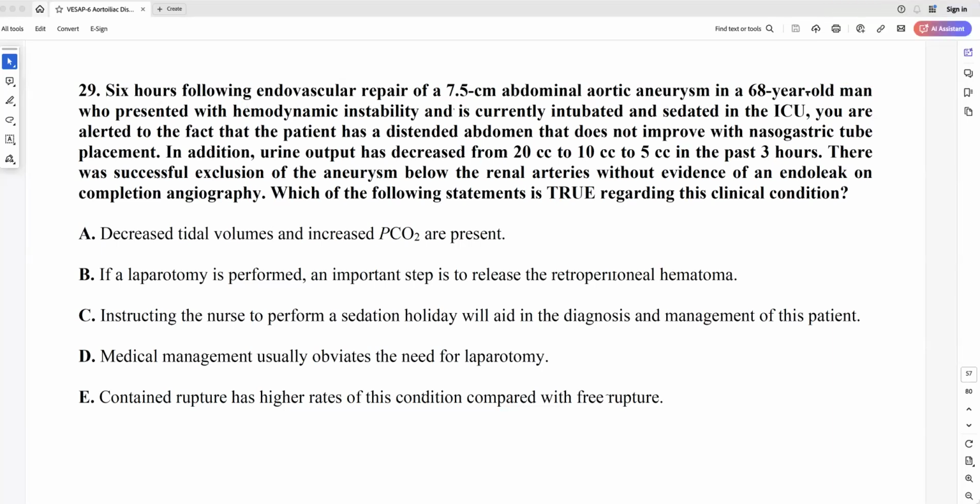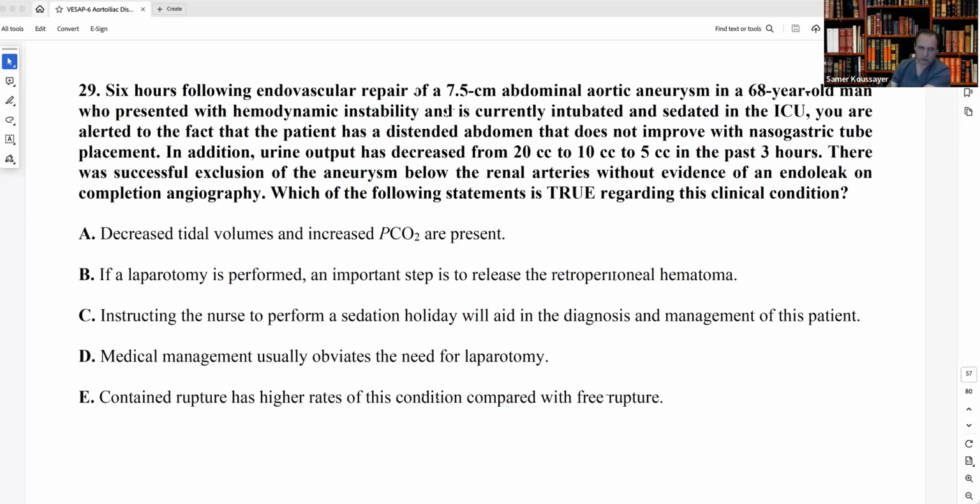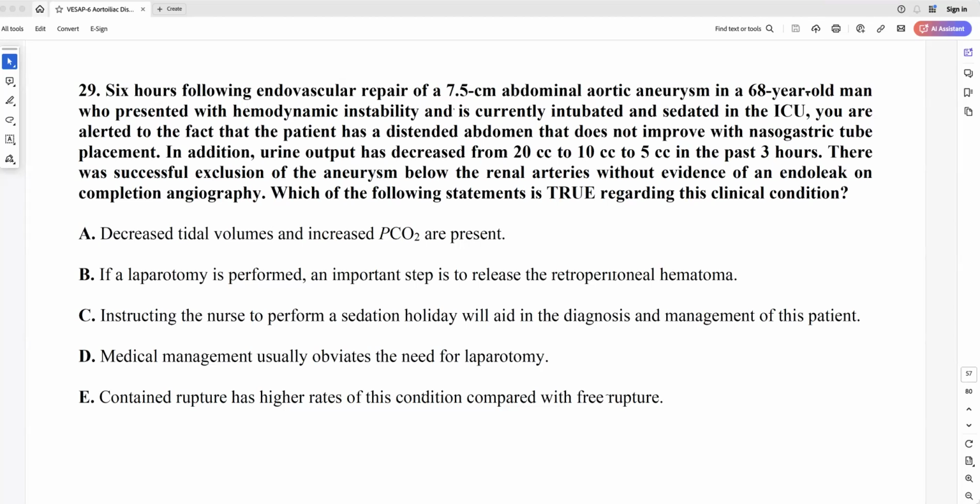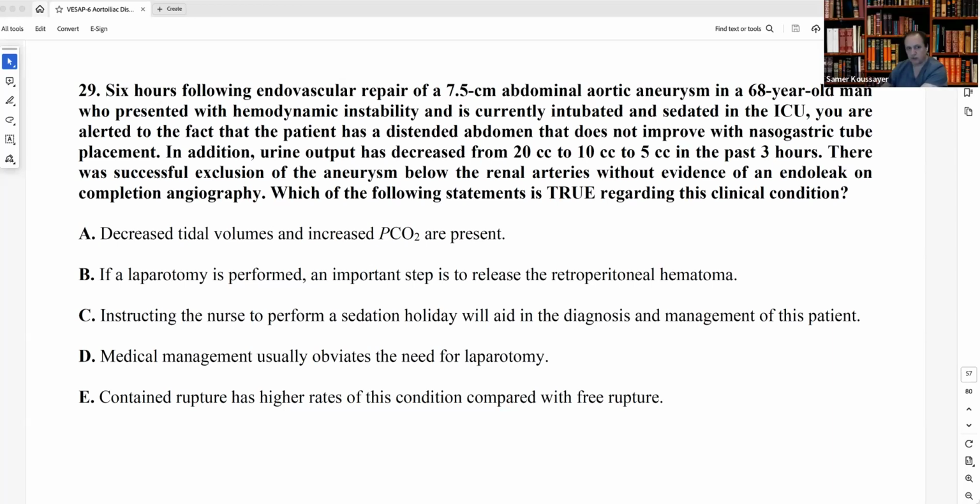Okay. So which of the following statements is true regarding this clinical condition, which is compartment syndrome? A, decreased tidal volume and increased PCO2 are present. All right. When you have a compartment syndrome, it's going to compress. You cannot breathe, right? Because the abdomen is very distended and it is pushing the diaphragm. So what happens? Tidal volume will go down and you will be retaining CO2. On the ventilator, the tidal volume is going down and PCO2 will go up.